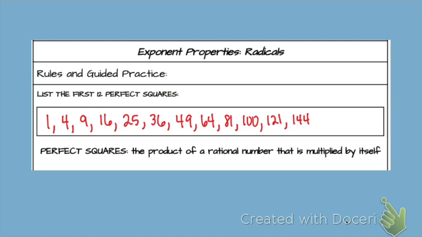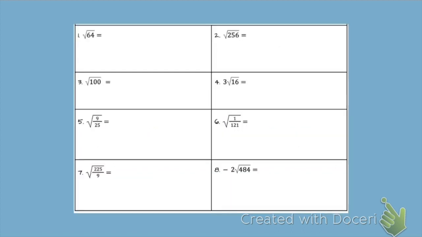Okay, as we get into the notes here, we're going to go ahead and list the first 12 perfect squares because we're going to need to use these today. Perfect squares are just the product of a rational number multiplied by itself. So the first perfect square I have is 1. 1 times 1 is 1. Next one I've listed is 4. 2 times 2 is 4. 3 times 3 is 9, 4 times 4 is 16, 5 times 5 is 25, so on and so forth. Make sure you have these first 12 written in your notes.